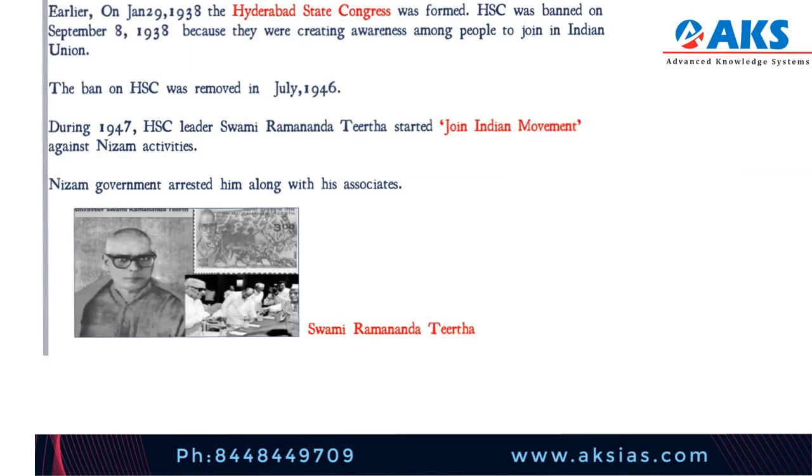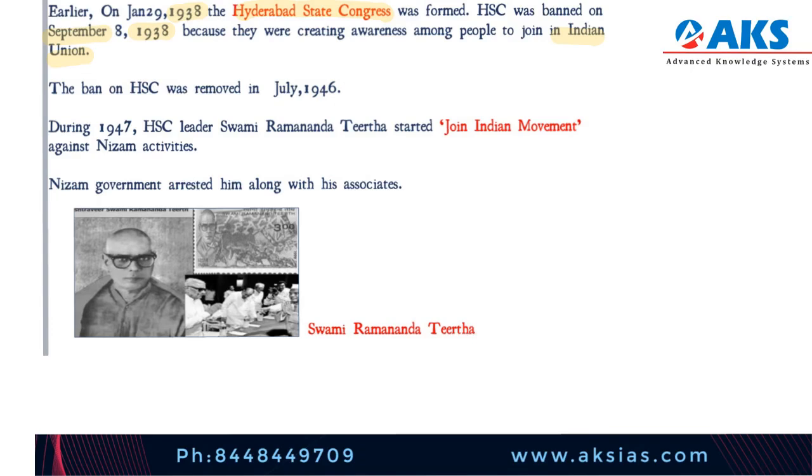Earlier in the year 1938, on Jan 29th, the Hyderabad State Congress was formed. The Hyderabad State Congress was however banned on September 8, 1938 because these people were creating awareness among the common people to join in the Indian Union. Thus, the Nizam had banned the Hyderabad State Congress on September 8, 1938. However, this ban on Hyderabad State Congress was removed in the year 1946.